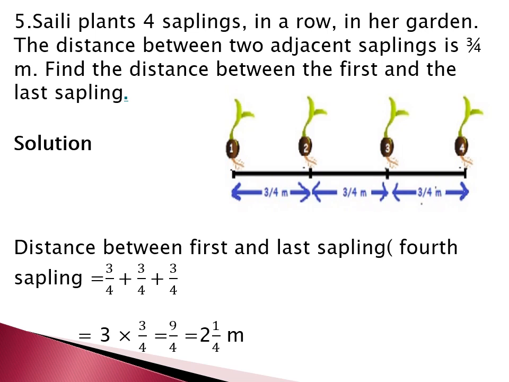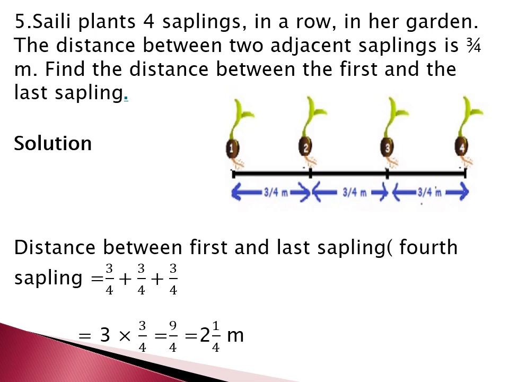Now the children will make an error: after seeing the words 4 saplings, they will do 3 by 4 into 4. That is wrong. Here we have to take 3 times only, because they have asked the distance between the first and the last sapling. So in between, 3 by 4 comes only 3 times. So the distance between the first and the last sapling means we have to add 3 by 4 three times, or 3 by 4 should be multiplied by 3.